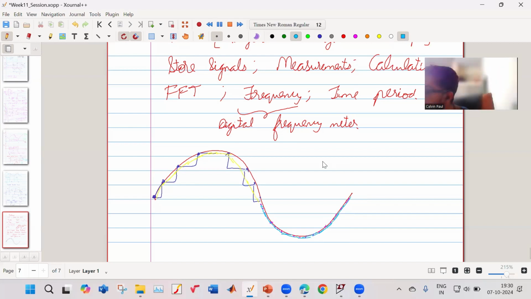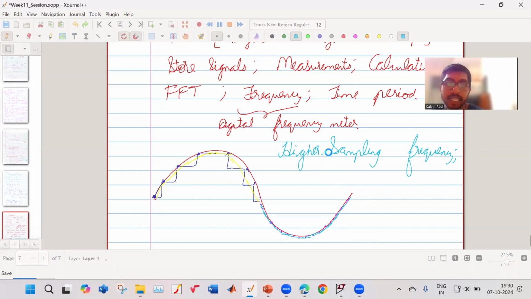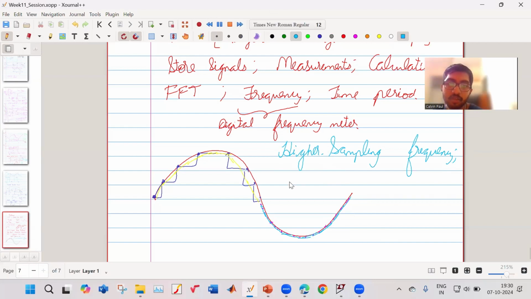Okay. So there is something known as your sampling frequency in your oscilloscope, which you have to set. So higher sampling frequency, the better. If my sampling frequency is higher, it is good because it will show my signal as accurate as possible. That is the advantage.